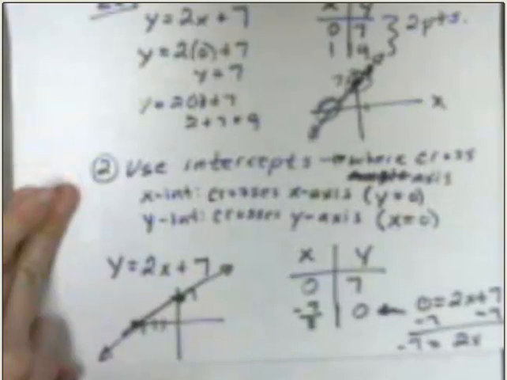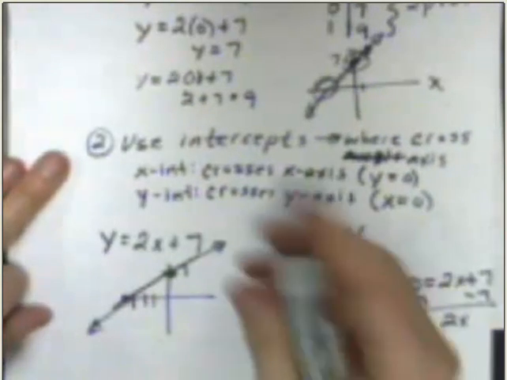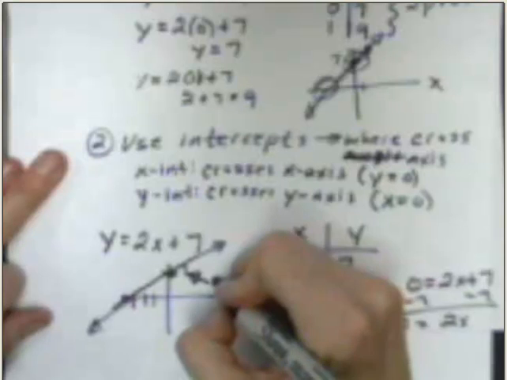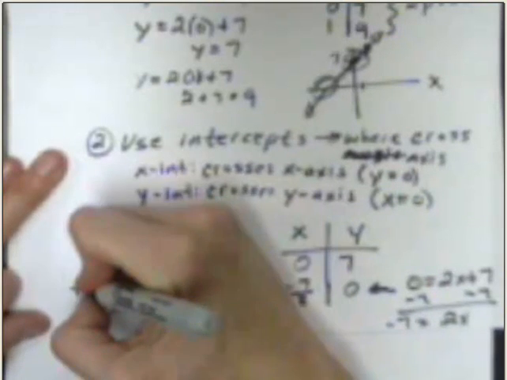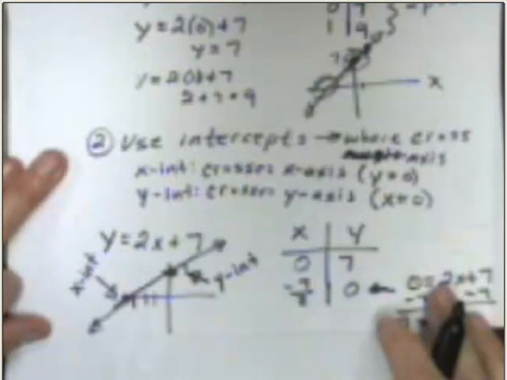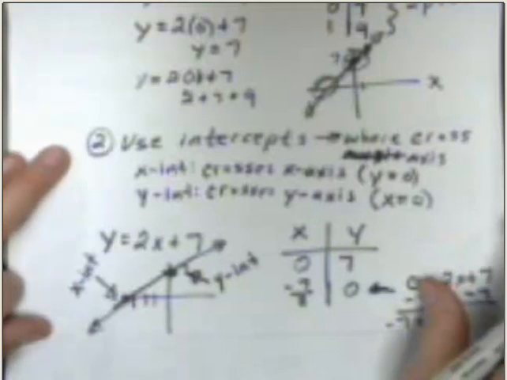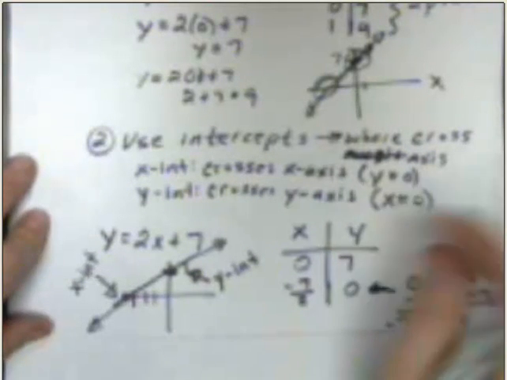Again, let me label it. This is the y-intercept. This is the x-intercept. Because it's talking about which axis it's crossing.